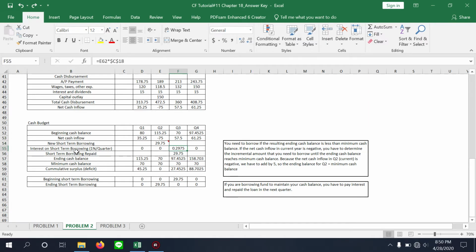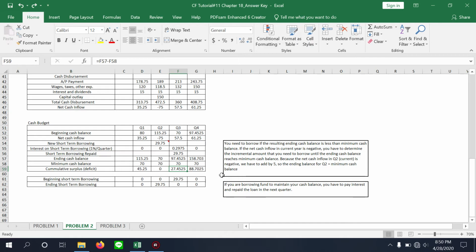And again, you need to remember there's interest on short-term borrowing, which is 1%, and the short-term borrowing to repay is 29.75. So the ending cash balance will be this much. We also need to subtract the interest. So minimum cash balance, we have cumulative surplus, and you move on to quarter four. That's basically the step-by-step for cash budget.